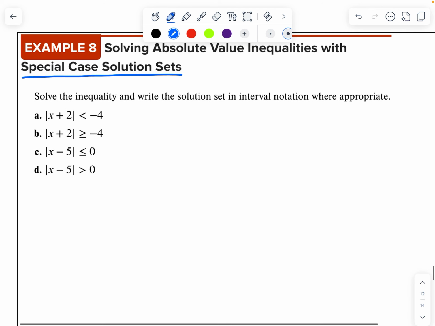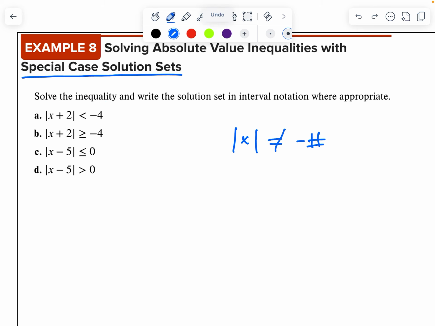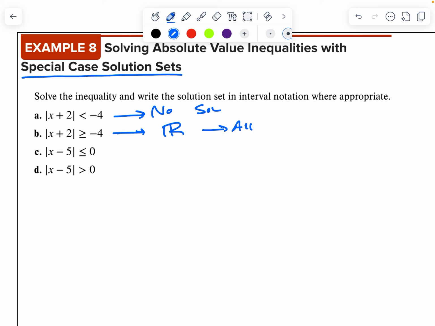There are some special cases, just like when we said earlier, an absolute value of x cannot be equal to a negative number. That was on the last lesson. You can't have an absolute value equal to a negative number. Here, you can't have an absolute value less than a negative number because an absolute value is going to turn something positive, and a positive can't be less than a negative. So if you ever end up with an absolute value less than a negative, this is going to be no solution. If you ever have an absolute value greater than a negative, this is going to be all real numbers. Because any number you turn positive is going to be greater than -4.